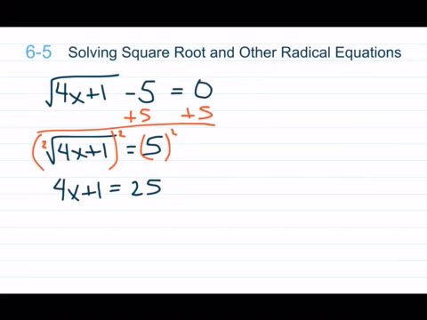Now it's just like solving an equation from algebra. We're going to subtract 1 and divide by 4. So I got x equals 6.